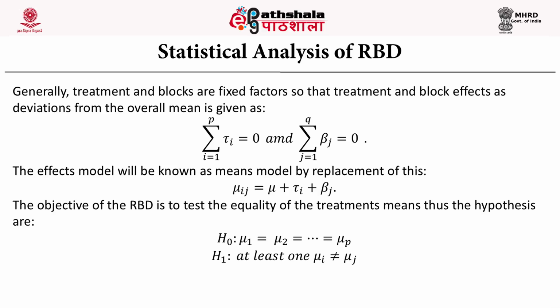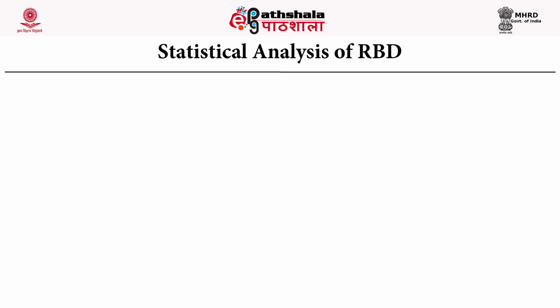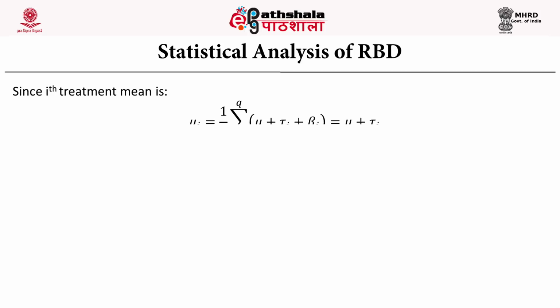The objective of the RBD is to test the equality of the treatment means. Thus the hypotheses are given as H0: mu1 = mu2 = ... = mu_p, and the alternative is at least one mu_i is not equal to mu_j. Since the ith treatment mean is mu_i = 1/q times summation of (mu + tau_i + beta_j), where summation is over j, with j varying from 1 to q, which is equal to mu + tau_i.